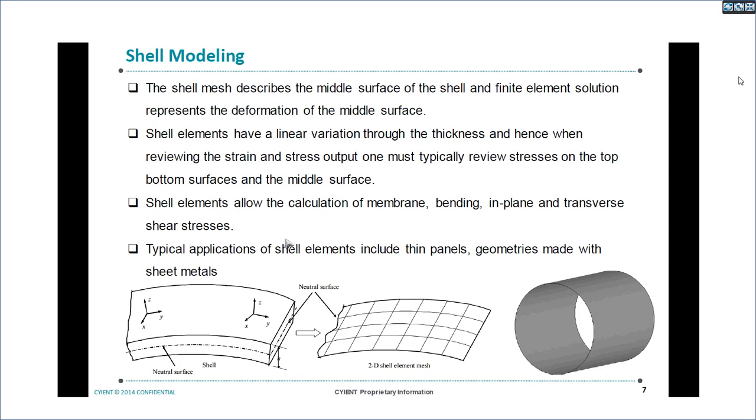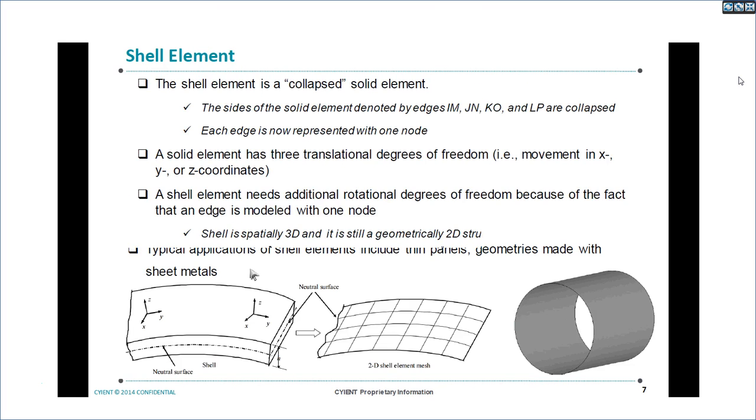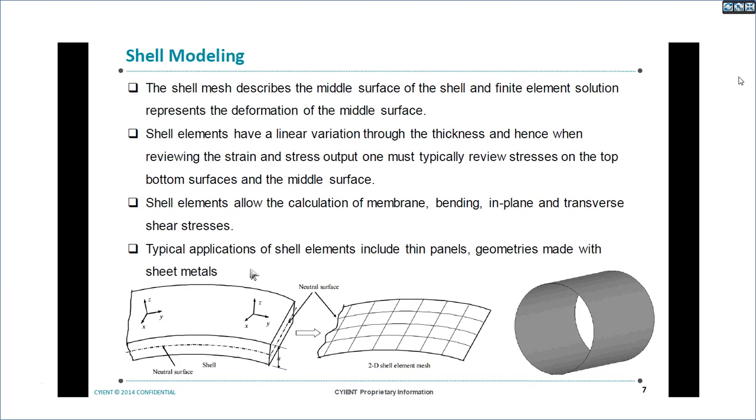Typically these shell elements are used for thin panels made with sheet metals. For example, if you see car automobile bodies, most of the parts are formed from sheet metals. Those we can model using shell elements. So one question arises: why can't sheet metal use 3D elements? Why do we need to go for shell modeling?